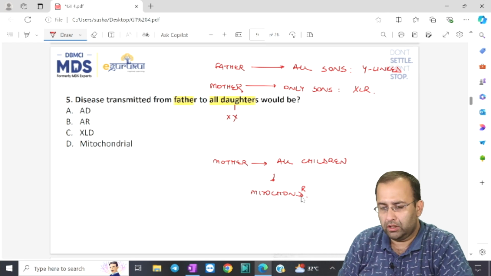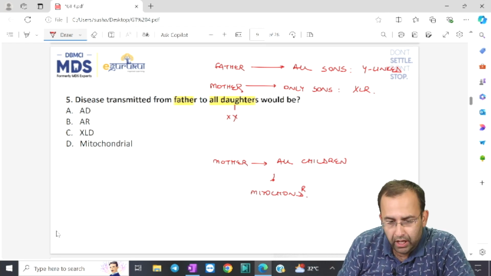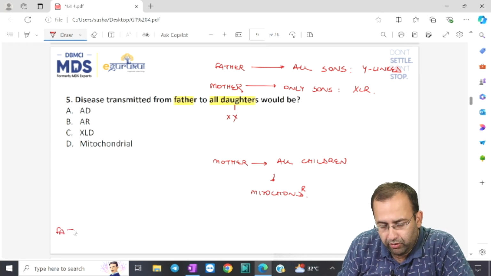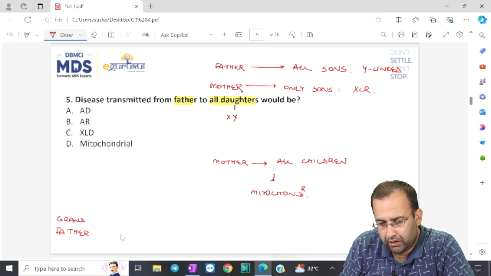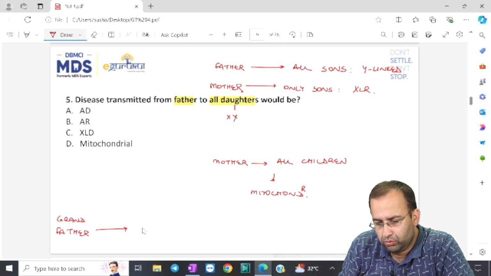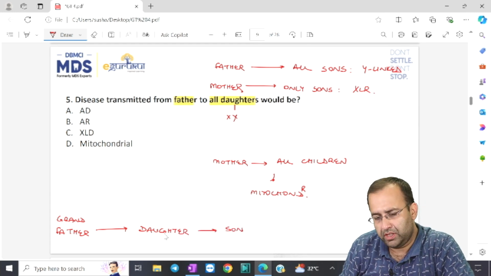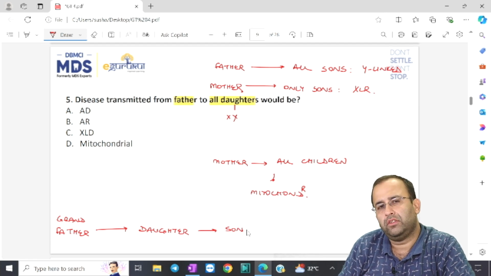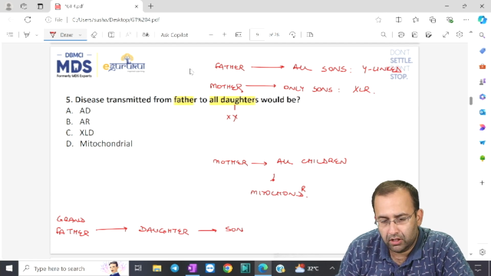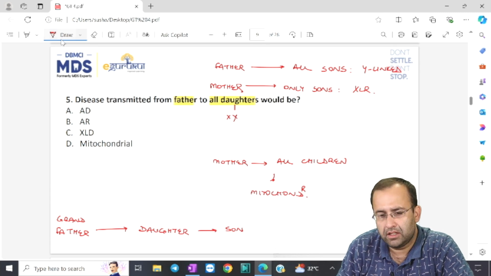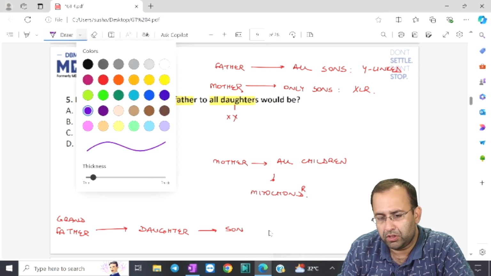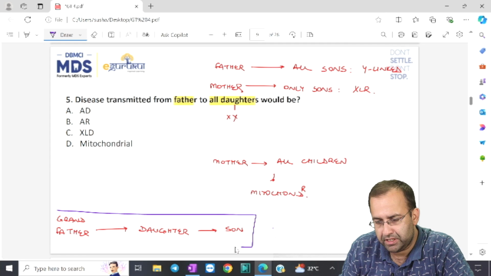Now, you tell me this. If it is going from grandfather to daughter, to grandson, so the daughter becomes the mother of the son. What is the inheritance? Can it be X-linked? Chances are less. What is much more common? It is not skipping generations.